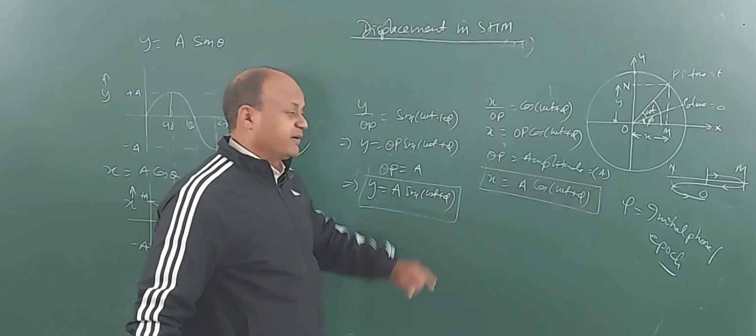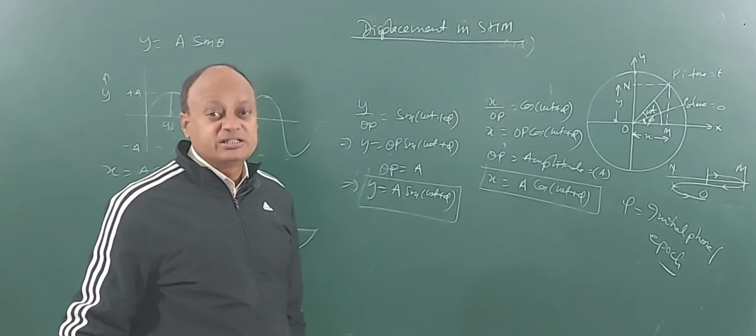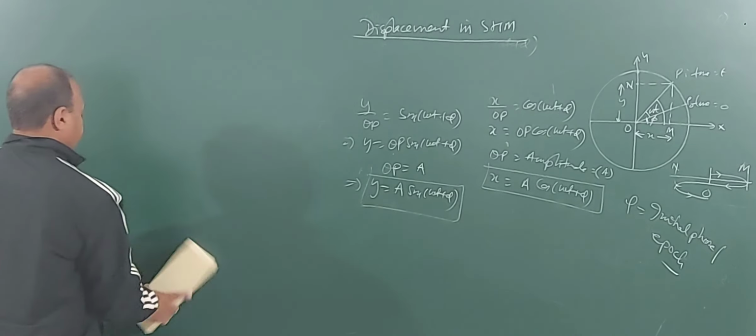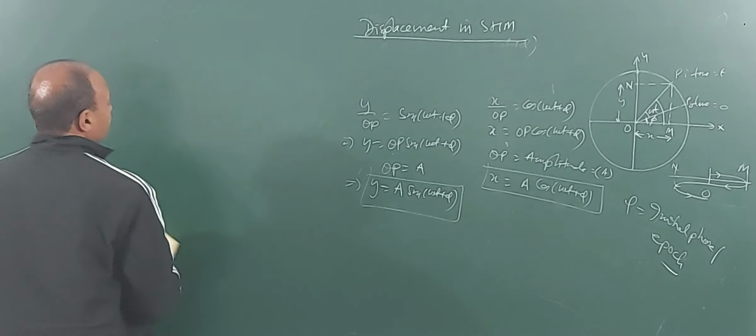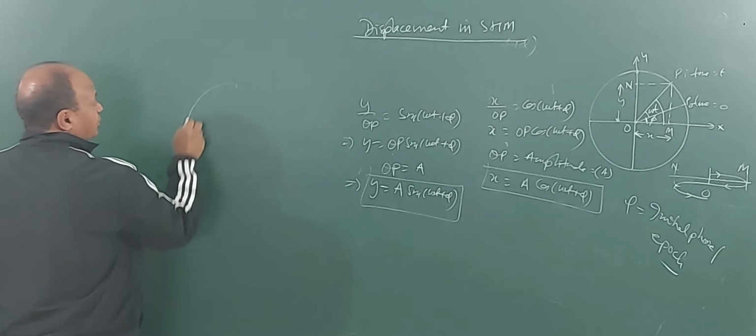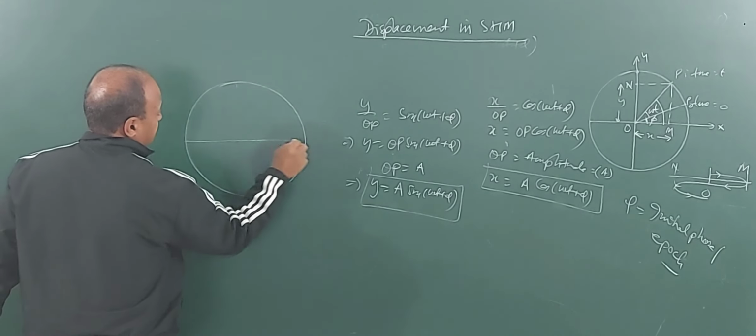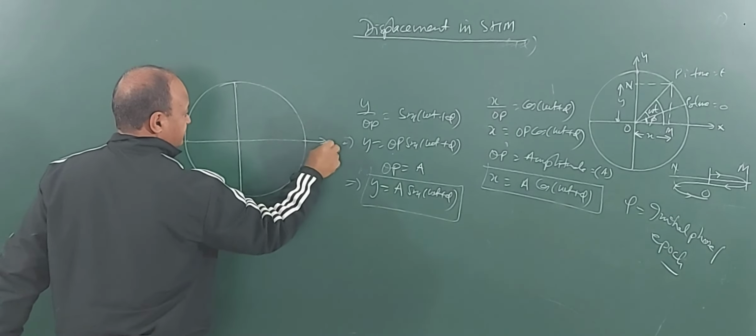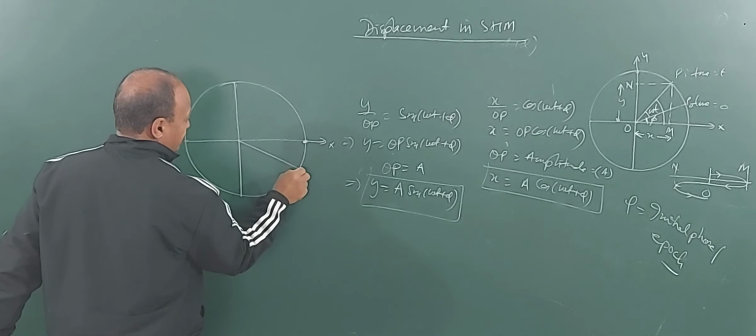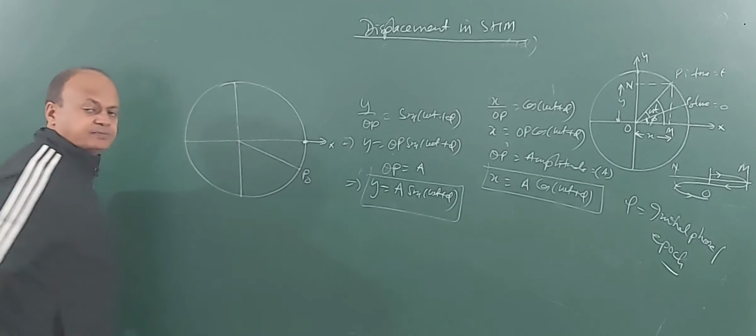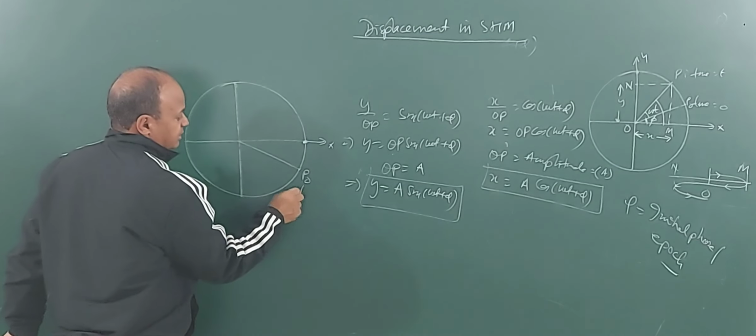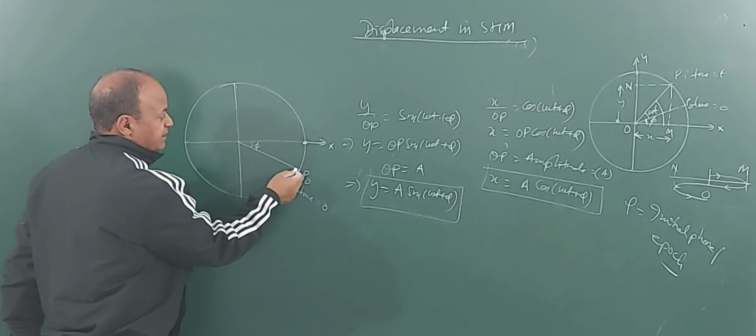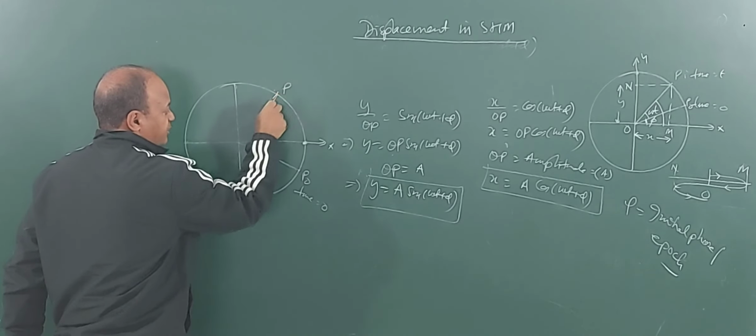Now here we have got the term plus phi, but the phase could be negative also. Let's see how it could be negative. Suppose there is a circle along which the particle is moving, and instead of starting from this point, the particle starts from point P0 out here. At time t equal to 0, the particle is here at P0, this angle is phi. And then in time t, the particle is here at point P.